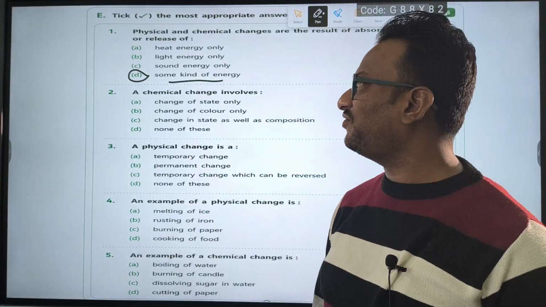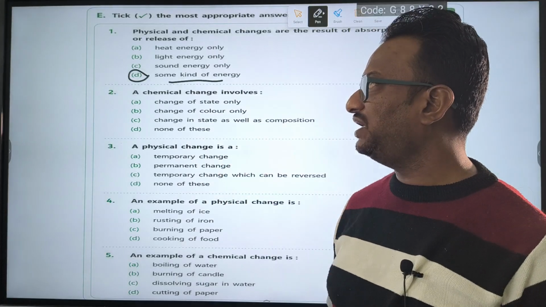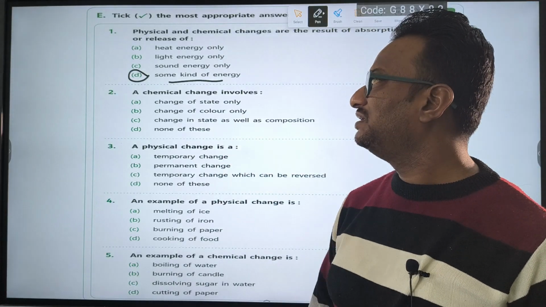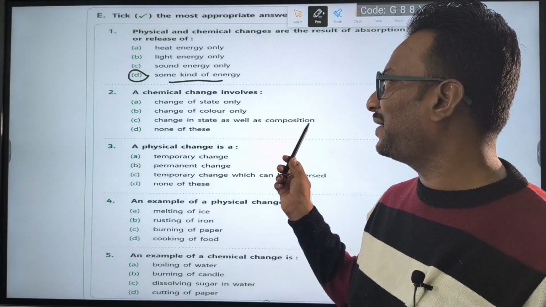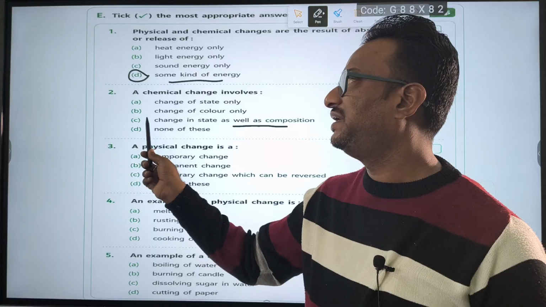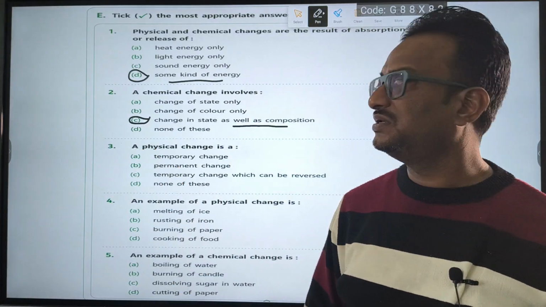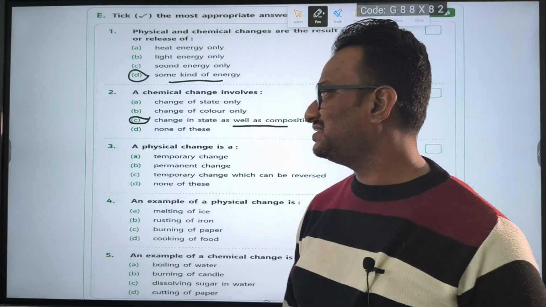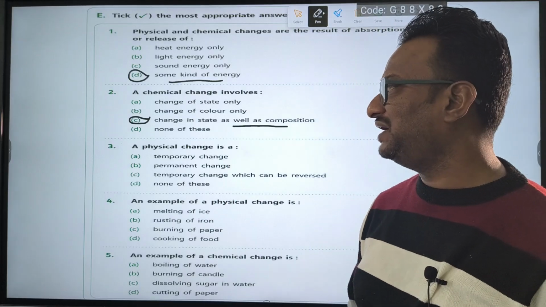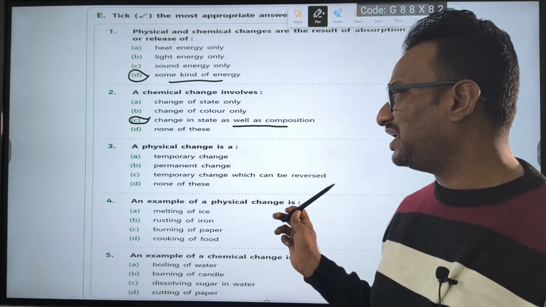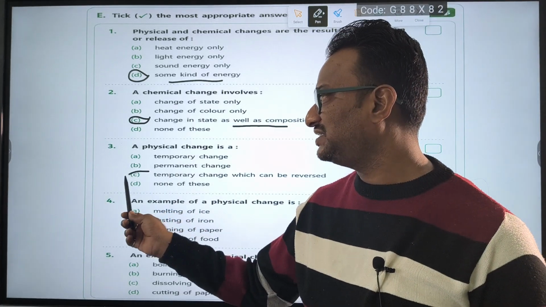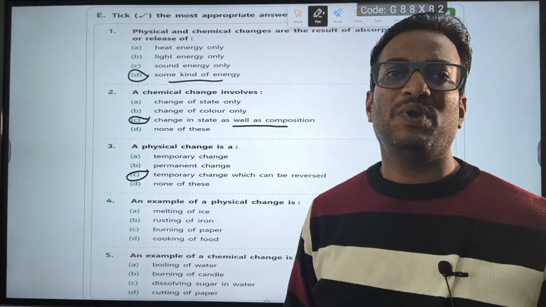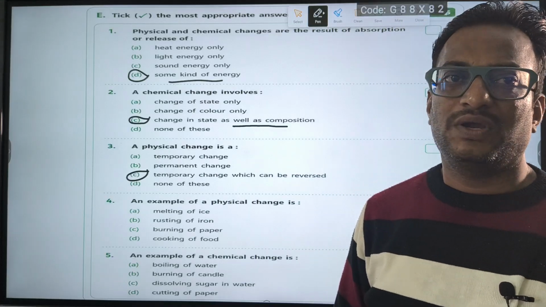A chemical change involves a change of state only, change of color only, change in state as well as composition, none of this. Actually, in chemical change, composition change takes place. So, option C. A physical change is a temporary change, permanent change, temporary change which can be reversed, none of these.